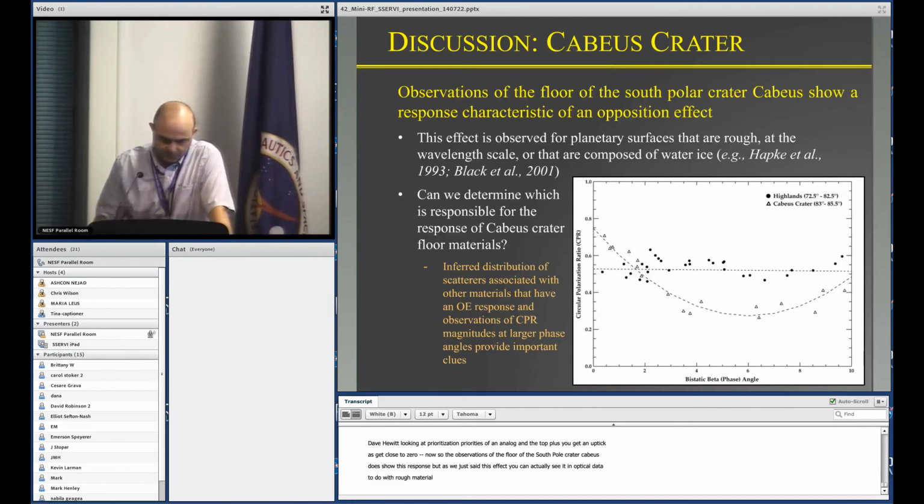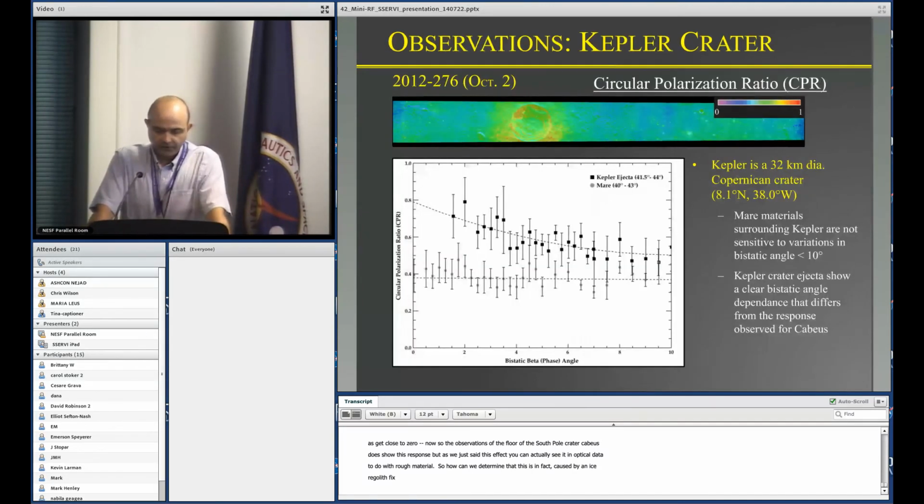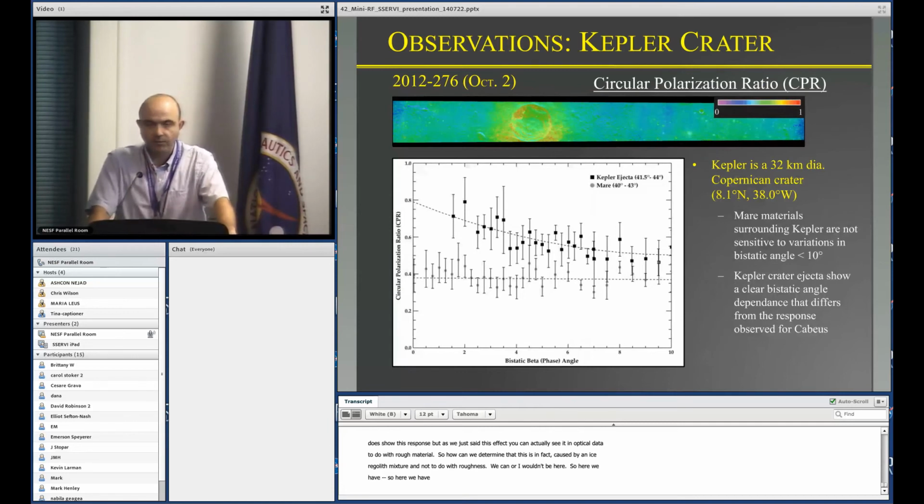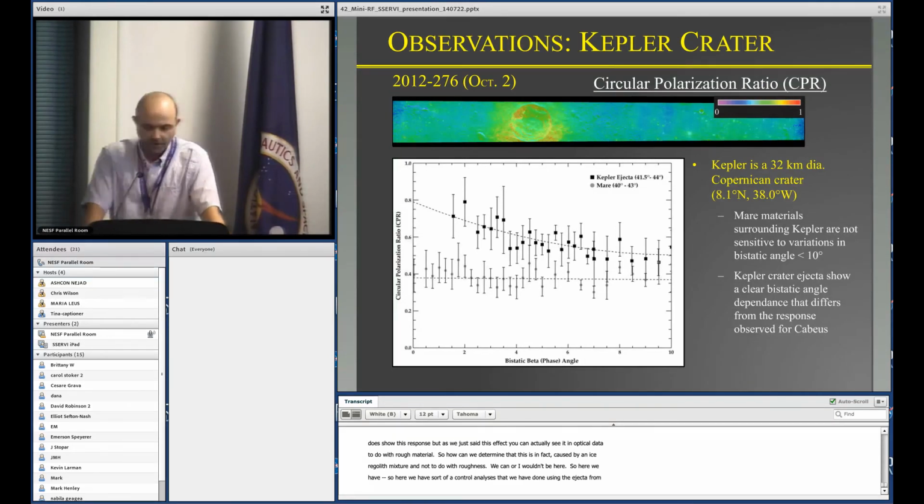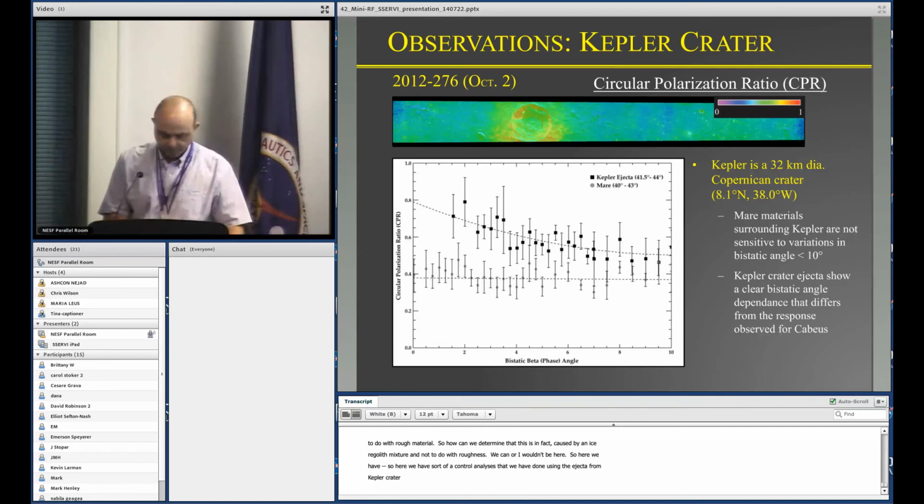So the observation of the floor of the South Pole crater Cabeus does show this response, but as we've just said, this effect you can actually see in optical data due to rough material. So how can we determine that this is in fact caused by an ice regolith mixture and not by roughness? We can, or I wouldn't be here.